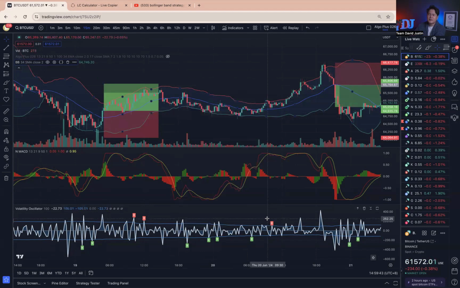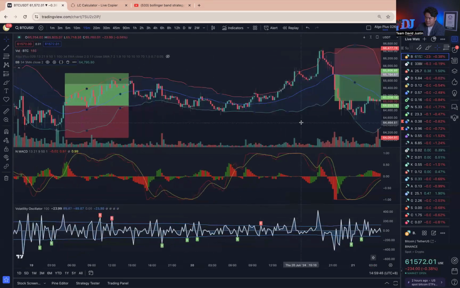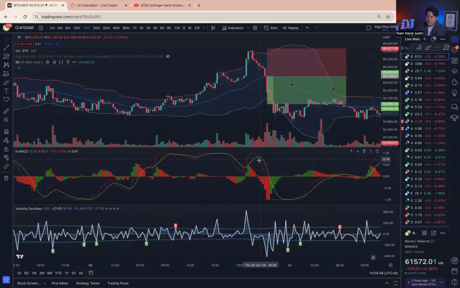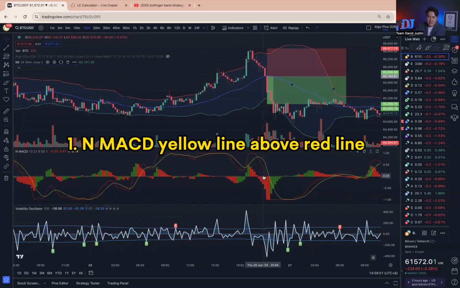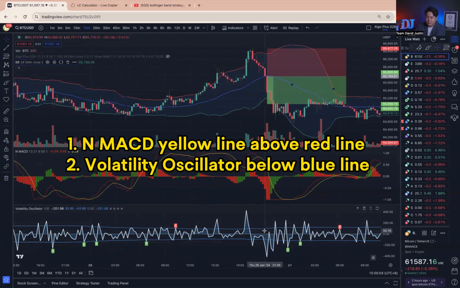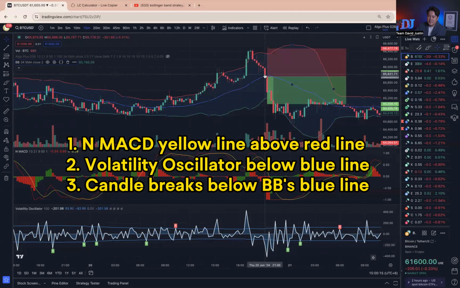Let's start. How am I going to use this to make profit? A very simple one. First rules. In the Normalized MACD, when the yellow line is above the red line, this indicates a downtrend market, so you can go for a short. But afterwards, you need to combine it with the other two indicators. The second one, the volatility oscillator has to break below the blue color line. You can see here it is below the blue color line. And the last thing, Bollinger Bands: the candle must break below the blue color line in the Bollinger Bands.